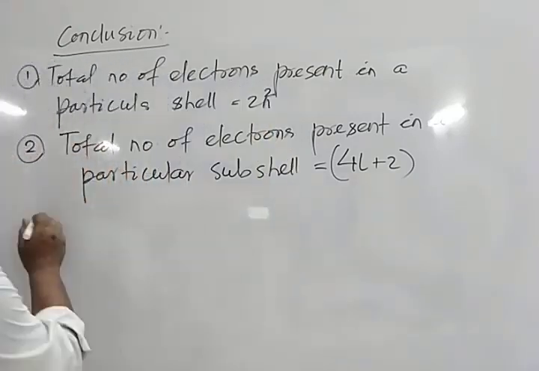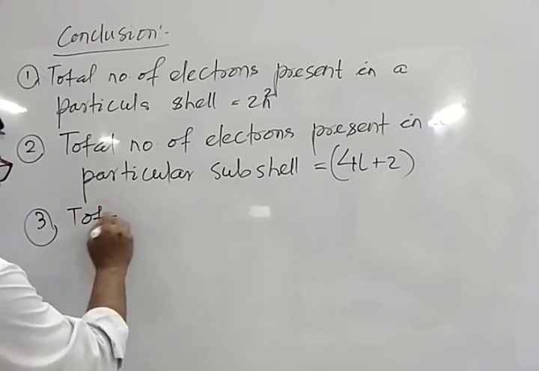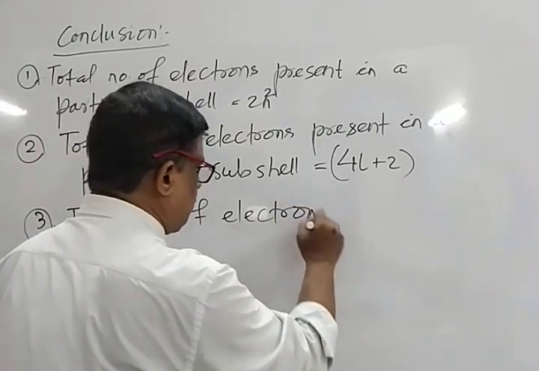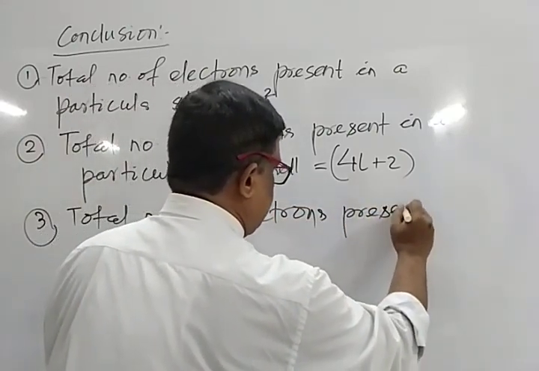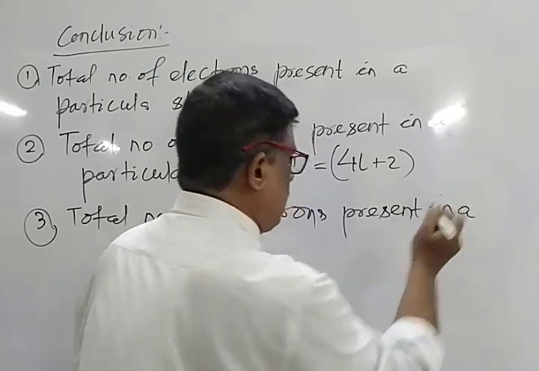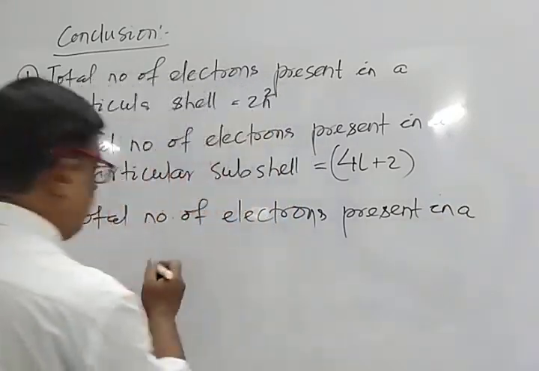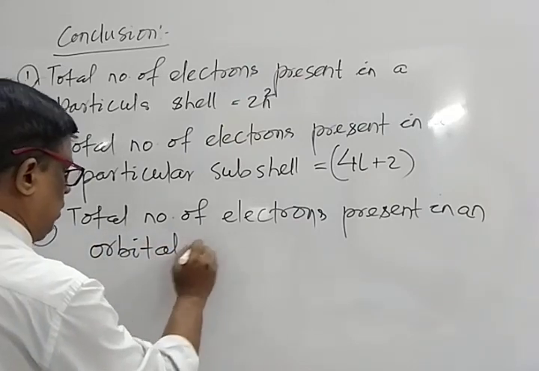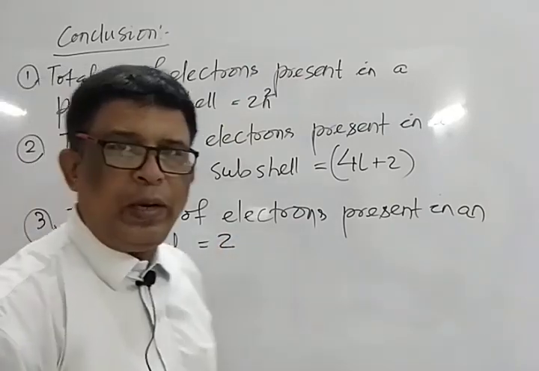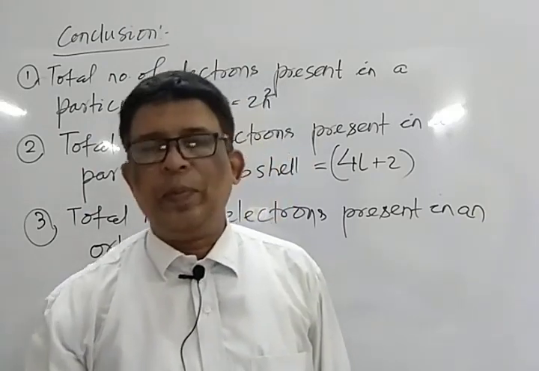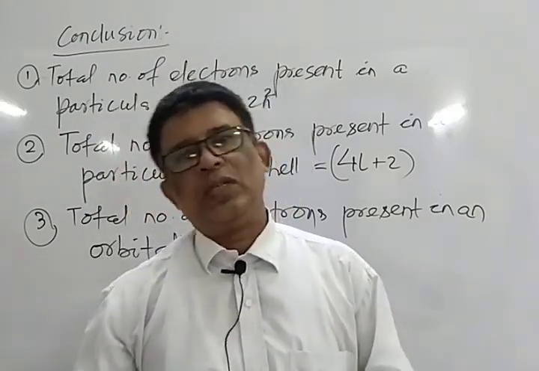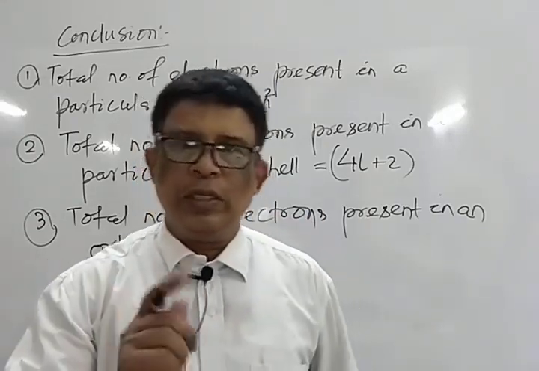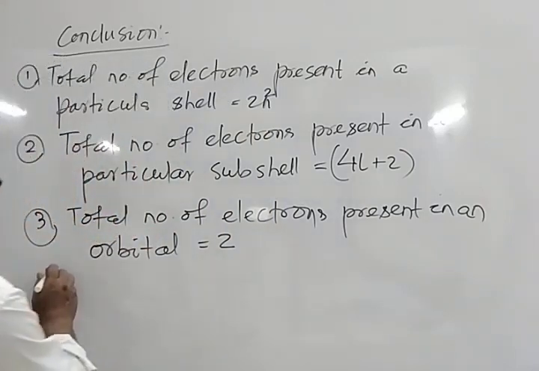Next, point 3. Total number of electrons present in an orbital is equal to 2. Whatever the orbital may be, whether it is s orbital, px, py, pz, dxy, dyz, dzx, whatever it may be, the maximum accommodation is 2 with opposite spin.